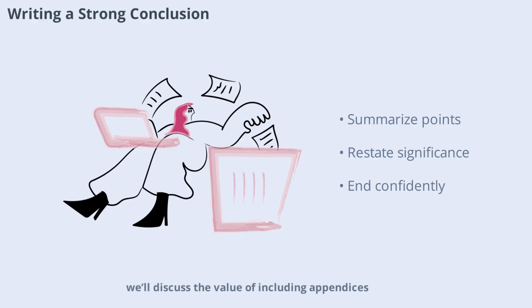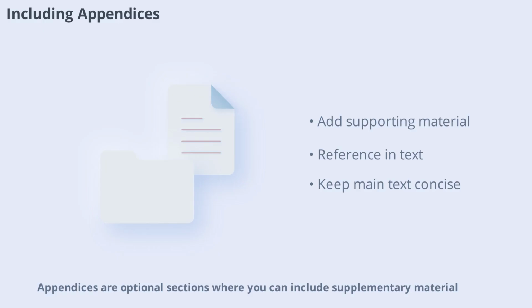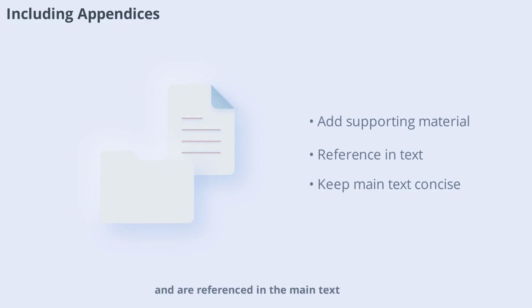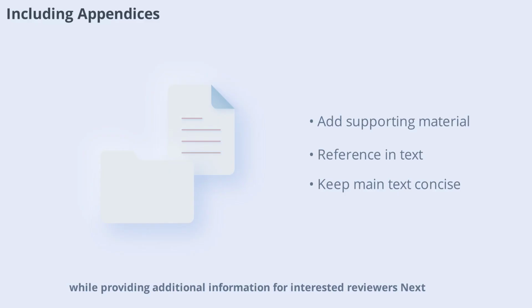Next, we'll discuss the value of including appendices. Appendices are optional sections where you can include supplementary material, such as questionnaires, data tables, or detailed timelines. Only include items that support your proposal and are referenced in the main text. Appendices help keep your main proposal concise while providing additional information for interested reviewers.